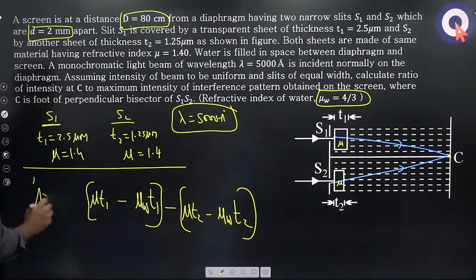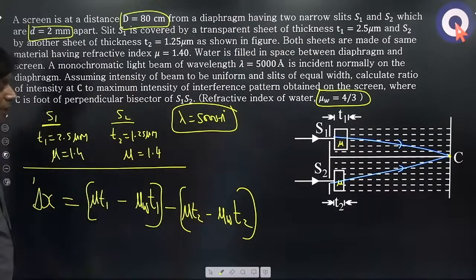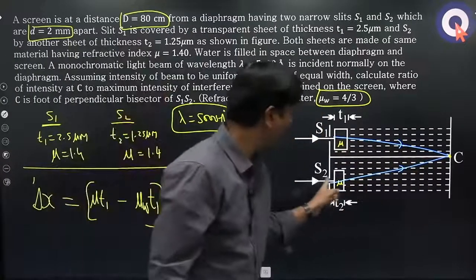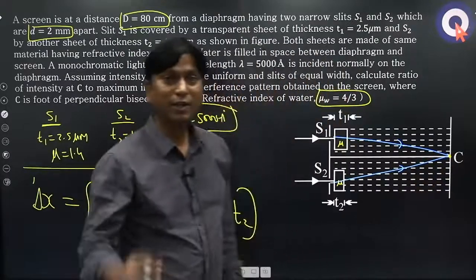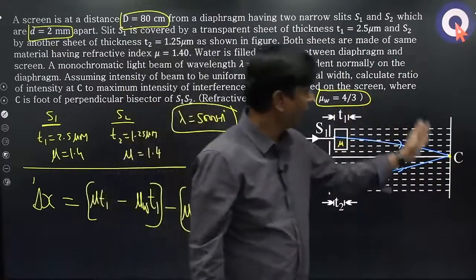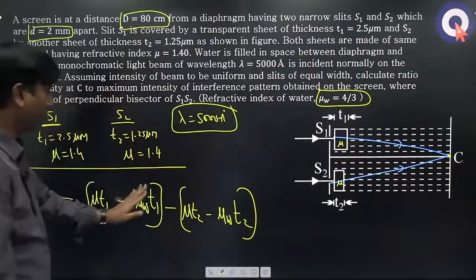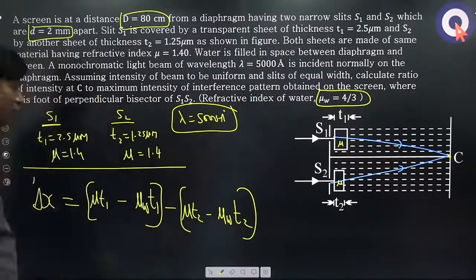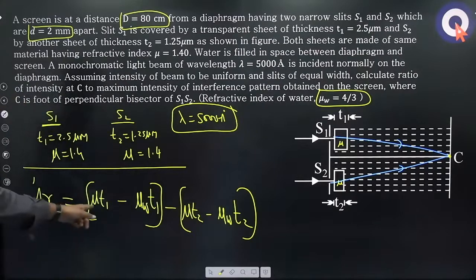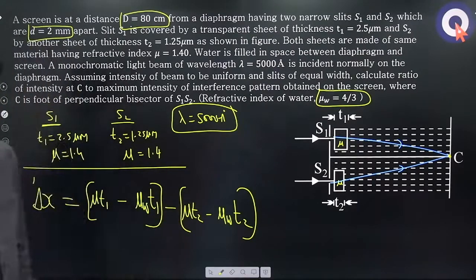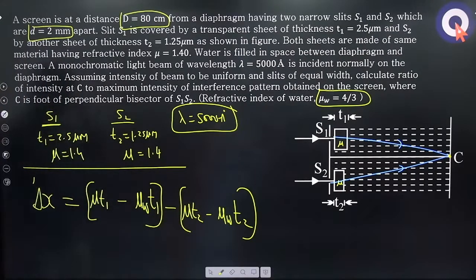This is the net path difference between this wave and this wave. Okay, simple. Suppose you do not take water, forget about this, then what are you going to get? Just simply nu T1 minus nu T2, no? Right or not? So like that we will be getting if you are not taking water.